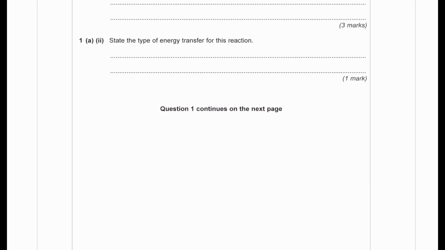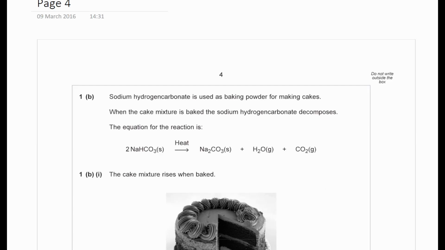If the temperature goes down, it means that energy is taken in from the surroundings, and this is what happens in an endothermic reaction, right? So I'm going to say endothermic energy transfer, right? Just having the word endothermic would have got you that 1 mark, because it's only a 1 mark question. Alright, so let's carry on.